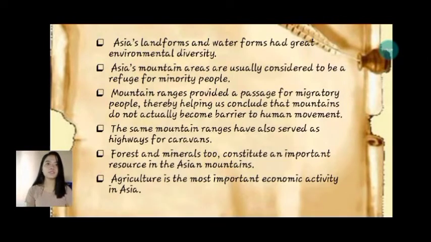So Asia's mountain areas are usually considered to be the refuge of minority people. So mountain ranges provided a passage for migratory people, thereby helping us conclude that mountains do not actually become a barrier to human movement. Therefore, most of the people in Asia get their foods in the mountain. Next, the same mountain range have also served as highway for caravans.